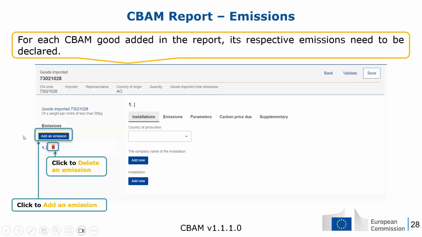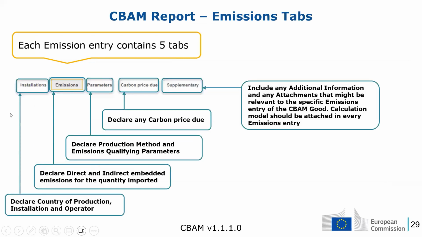Let's have an overview of all the tabs that are present in this first slide of the emissions level. Each emission entry contains 5 tabs. The first tab is the installations tab. This is where we declare the country of production, the installation, and the third country operator. Then we have the emissions tab.